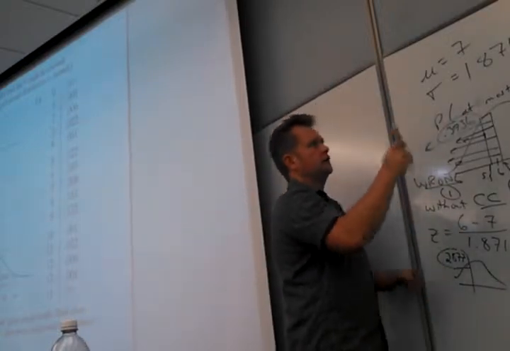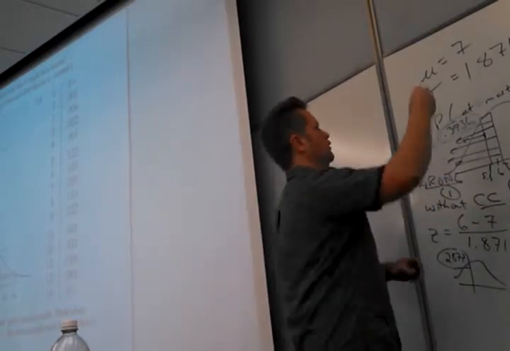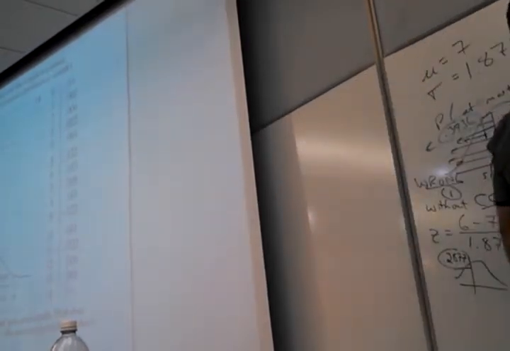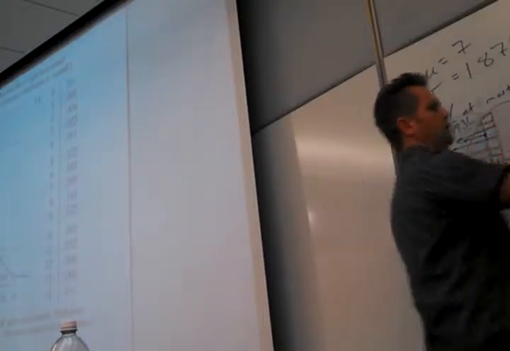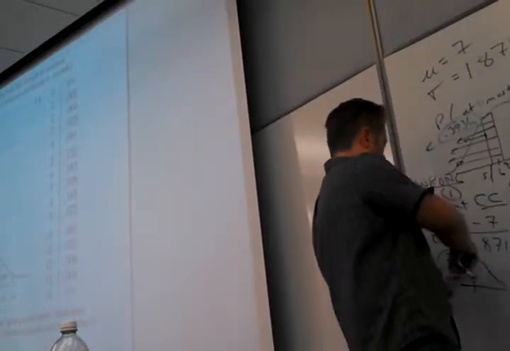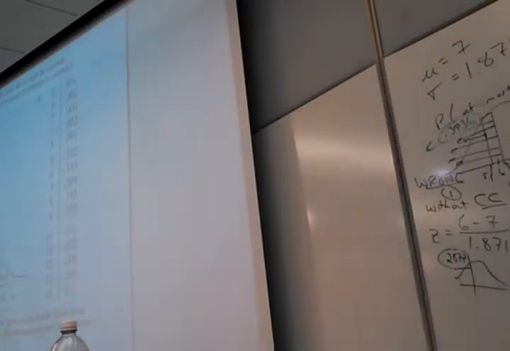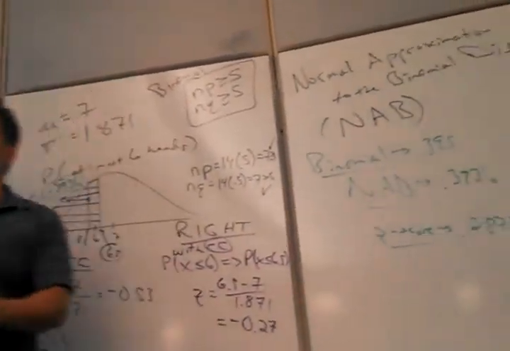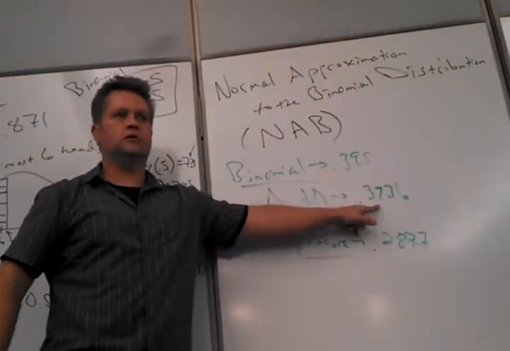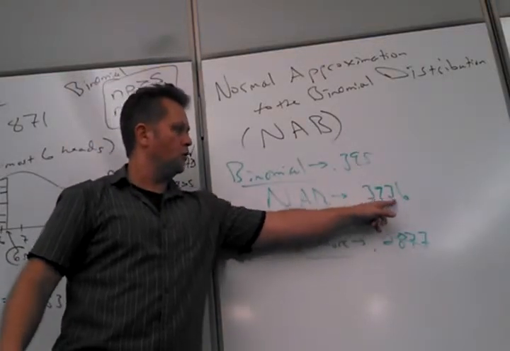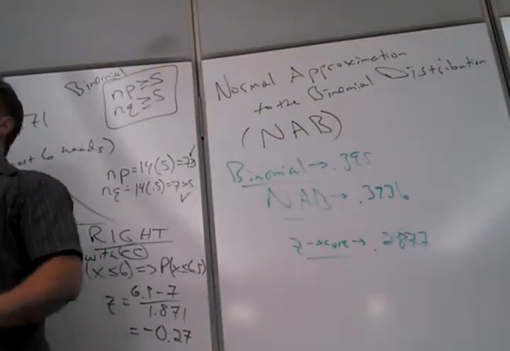But the real answer, you said, was 0.395. That's the real answer. If I just use the binomial, I get 0.395. If I use the normal approximation with the continuity correction, I get 0.3936. And if I don't use the correction, if I just use a z-score directly, I just get 0.2877. All right, so I think we can throw that out. And this is really close. I'm only off by 0.0014. That's really good for an approximation.